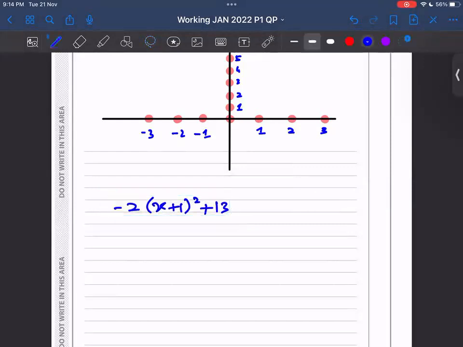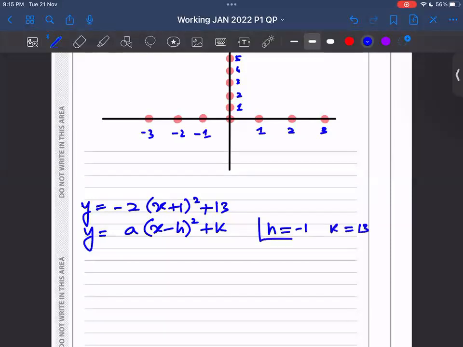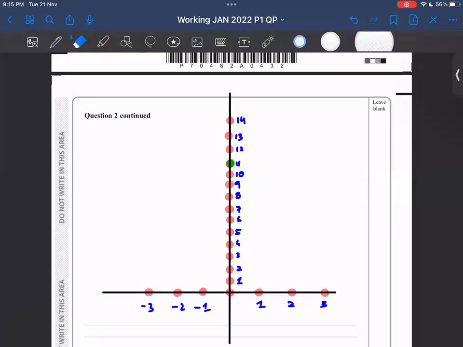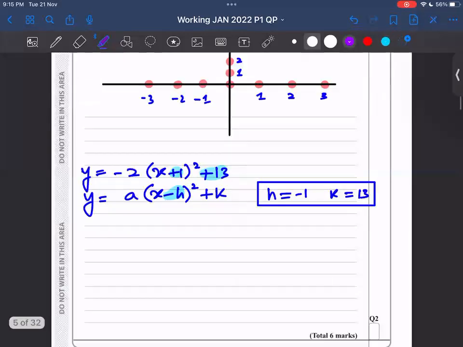Now I'm going to compare it with the standard completing square form of the quadratic equation. Over here, the value of h on comparison is minus 1. The value of k on comparison is 13. Basically, these two values, along with sign, are the turning point of the curve. The value of minus h is 1, so the value of h is minus 1. So the turning point is (-1, 13). I'm going to mark the turning point at (-1, 13). This is the turning point.